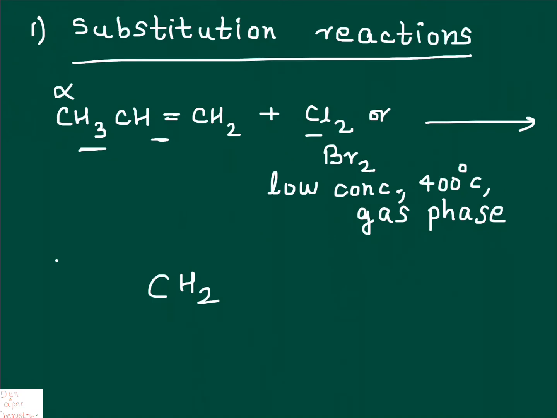CH2, why 2? Because one hydrogen is replaced by chlorine or bromine, whatever you are taking in the reaction mixture. CH double bond CH2 plus, of course, HCl. The hydrogen of the alkyl group or the carbon attached to the doubly bonded carbon, also called the alpha carbon or the allylic position, this gets replaced and we get the product.